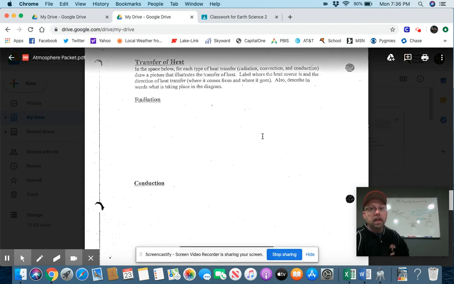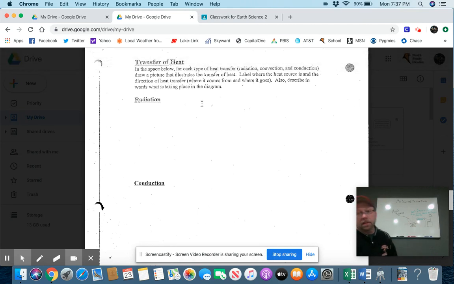All right. So looking at the directions, did I do everything I needed to in the directions? Picture illustrates the transfer of heat. Label where the heat source is. Direction of the heat transfer. And describe in words what's taking place. Boom. That's it. That is my picture for radiation. Now keep in mind, you can't steal mine. You've got to come up with your own.